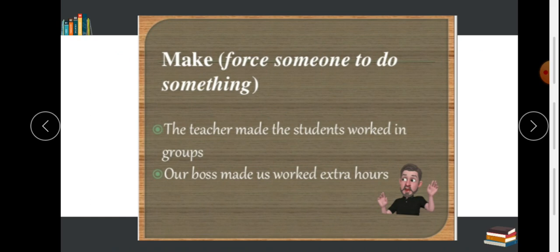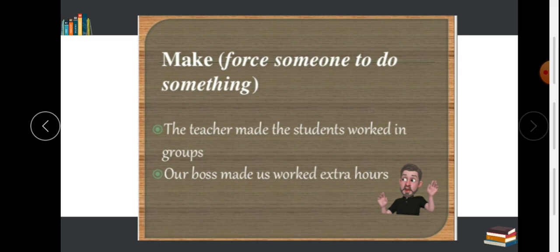The next one is make. When do we use make? When we talk about forcing, ordering someone to do something. In this case, the teacher made the students work in groups, or our boss made us work extra hours.